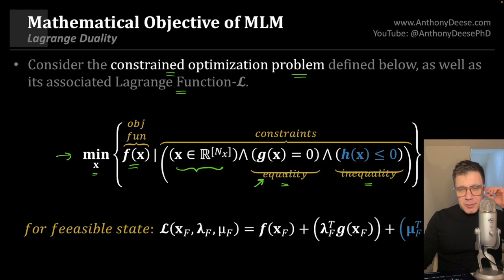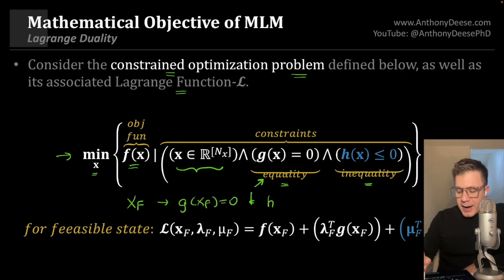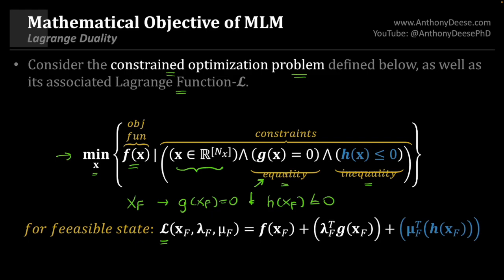Now, for any feasible state, we can define our Lagrange function as shown below, and that's all that x sub f really means. It just says it's a feasible solution, which is not necessarily optimal, but it does satisfy both g of x equal to 0 and h of x less than or equal to 0. So feasibility is defined by our g and h set of functions. The Lagrange function, this is nothing new here. We formulated this many times.